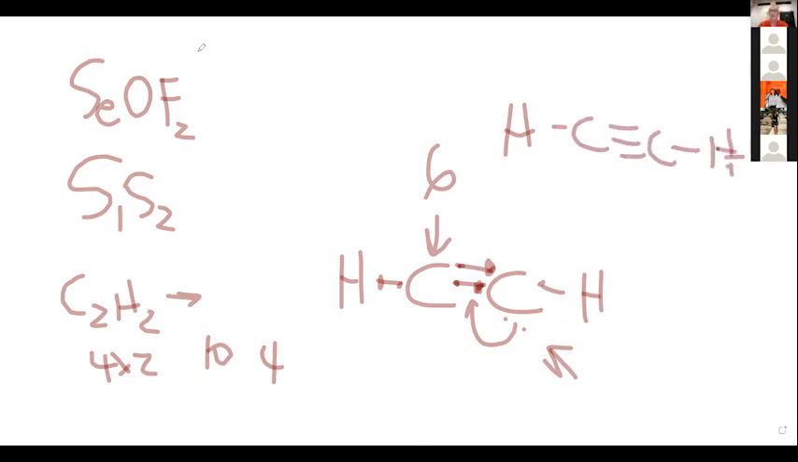Now both carbons have 4 bonds and no lone pairs, which is typically what carbon is going to do. Have 4 bonds and no lone pairs, almost always, like 99% of the time.